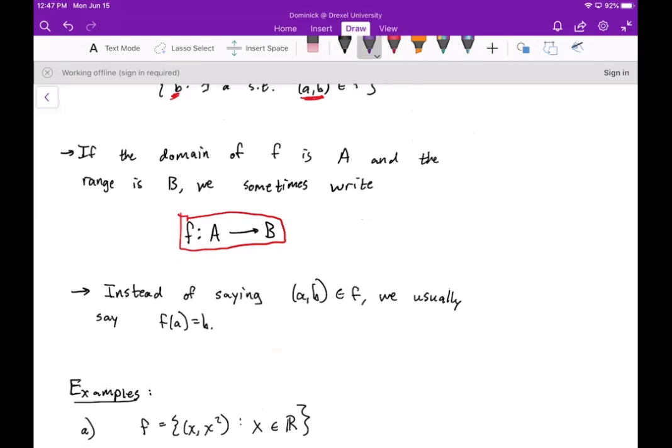Now, another thing that we will usually do notation-wise is that instead of saying that (A, B) is an element of a function, we usually say, just like you're more accustomed to, that F of A is B. And of course, it's understood that A belongs to your set A and B belongs to your set B. And of course, this is the domain and this is the range.